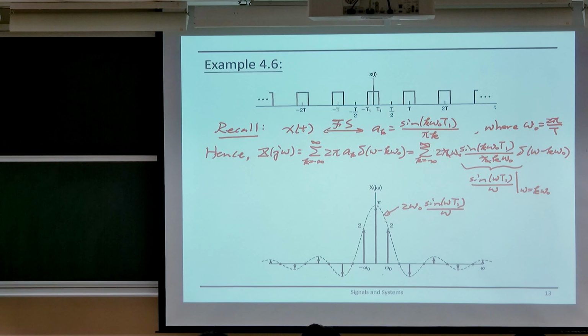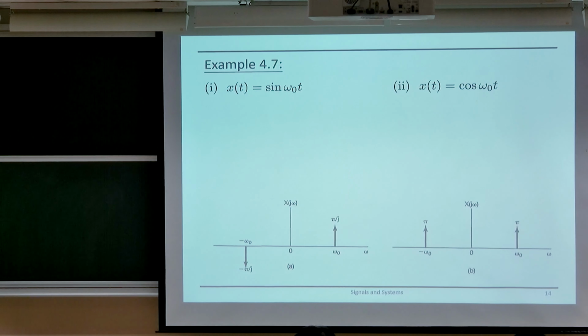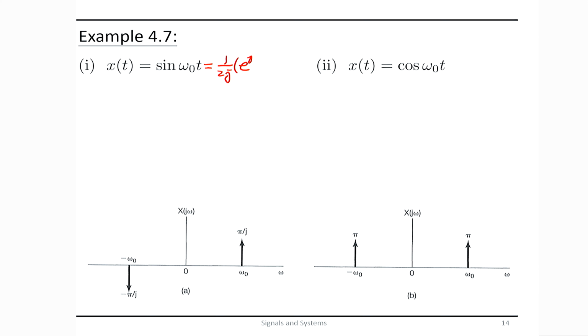Now we can also look at some simpler examples. So here we have examples of these simple sinusoids. For simple sinusoids, by Euler's relation, we can directly write them as a linear combination of complex exponentials. So for sine omega naught t, this is 1 over 2j times e to the j omega naught t minus e to the minus j omega naught t.